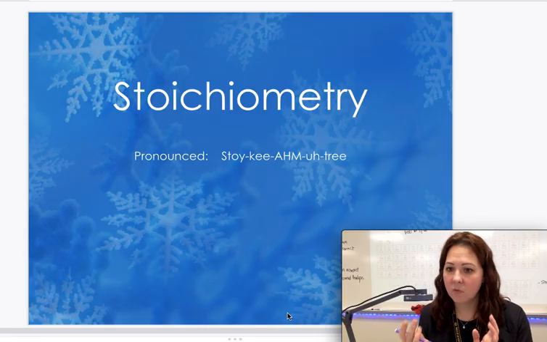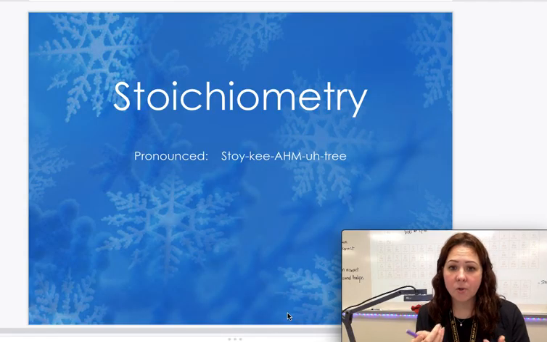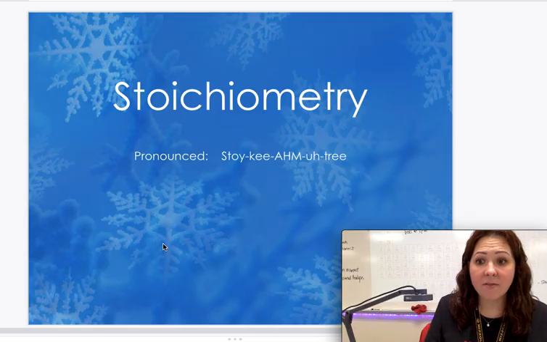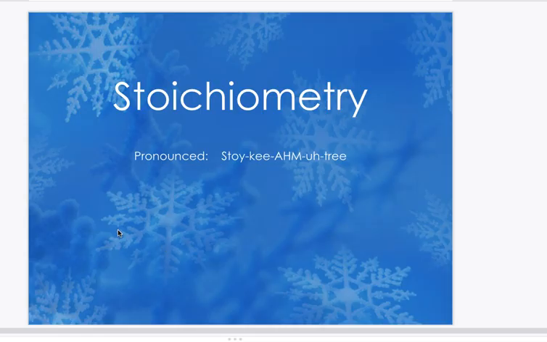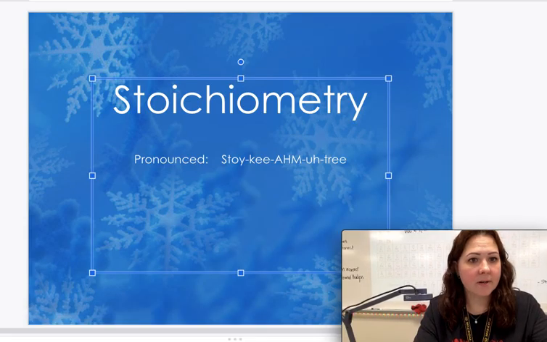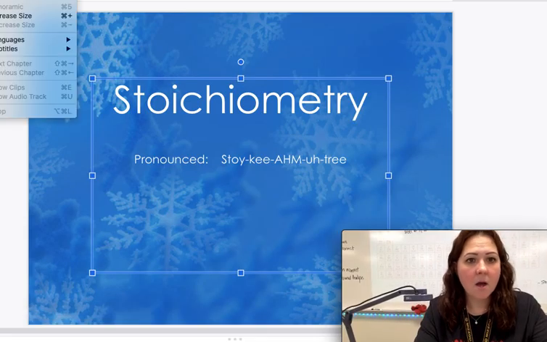That all being said, stoichiometry is the type of math that we're going to do that is based off of your mole conversions. Sorry, I just lost my picture. I'm trying to get that back up here.